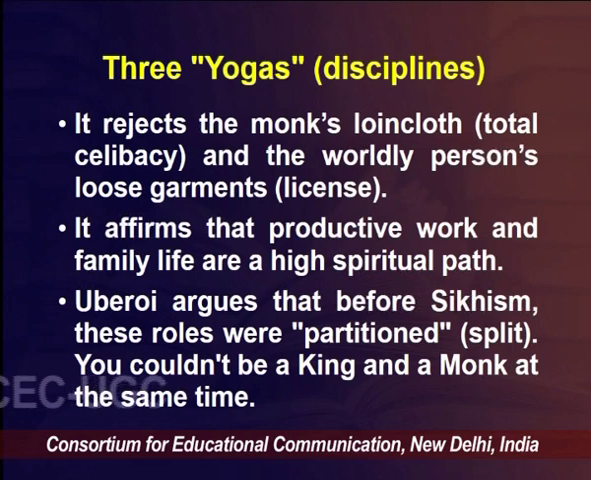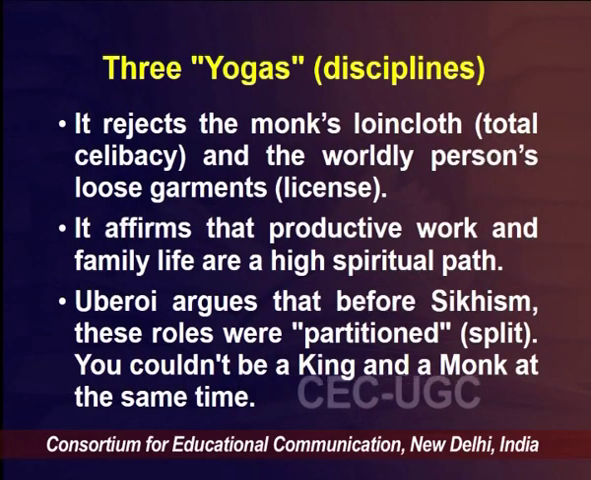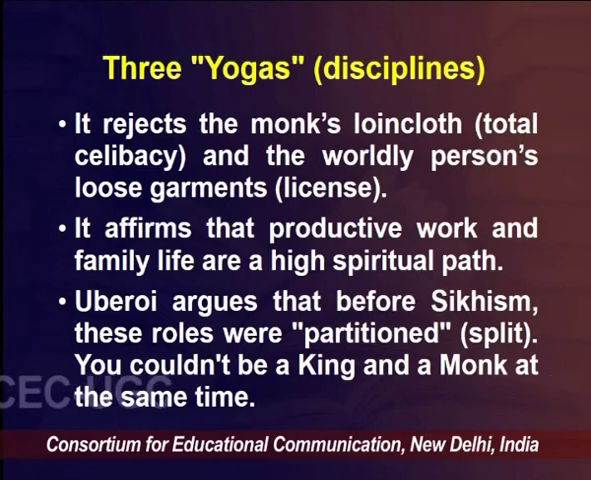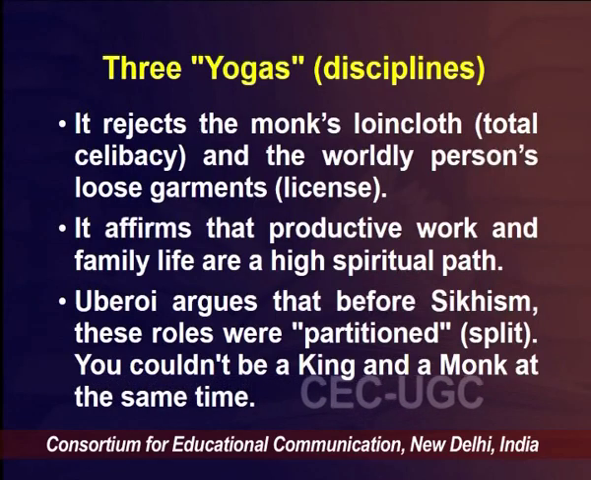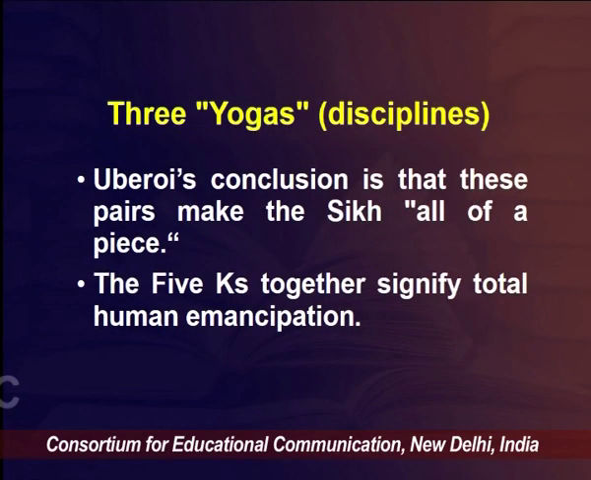Uberoi argues that before Sikhism, these roles were partitioned or split. You couldn't be a king and a monk at the same time. However, looking into the 5 symbols and the binary pairs, we see that there can be a coexistence of the household and ascetic, or a king and a monk. He concludes that these pairs make the Sikh all of a piece. The 5 Ks together signify total human emancipation.